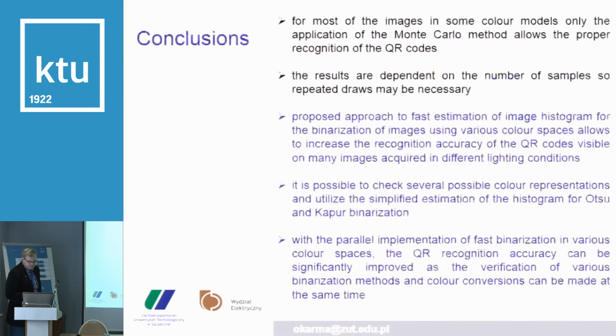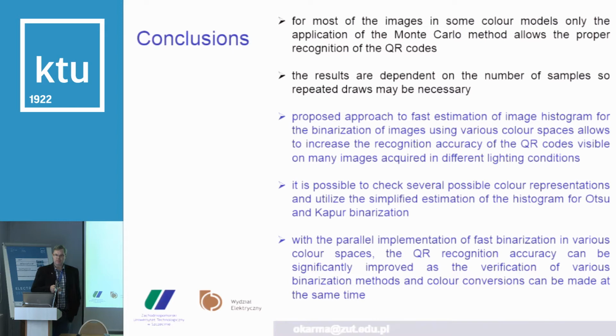So, to conclude, of course, we know that the results are dependent on the number of samples. Sometimes it would be necessary to repeat the drawing, but the proposed method is fast. We can binarize the images very fast, even for high resolution of the image, especially a natural image acquired in different lighting conditions. We can check several possible color representations and try to make a fast conversion, try to binarize and recognize the code. If there is no success, we can repeat the procedure for the other color space.